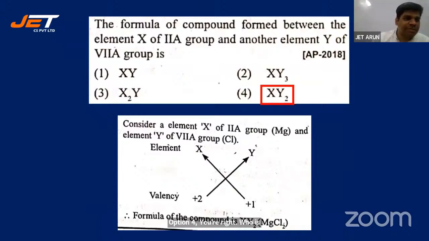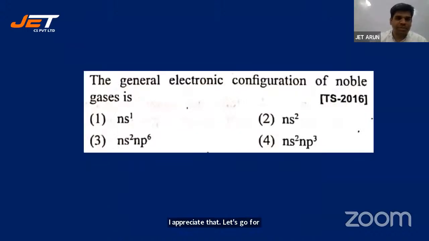Who else has answered 4? Very few have answered 4. Very good. Praneeth has answered 4. Saicharan has answered 4. Yeah, Vaishali, good. You can take that example as well. Barium chloride. Very good, Vaishali. I appreciate that. Let's go for the next question.